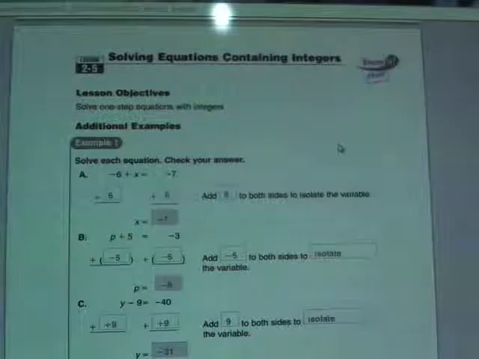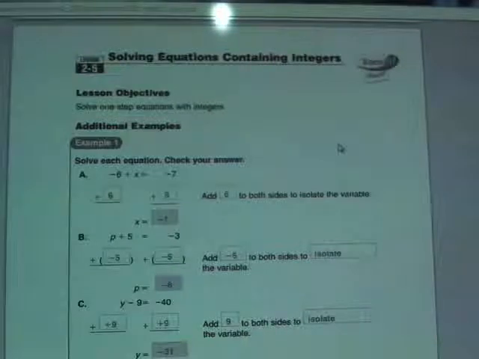This is a video presentation of the notes for Chapter 2, Section 5 in the 7th grade textbook, Solving Equations Containing Integers. So this is more of the same of what we've been doing the last couple days. The only difference today is integers, positive numbers and negative numbers. In the past few days, we've really just been dealing with positive numbers and zero, only the right side of that number line.